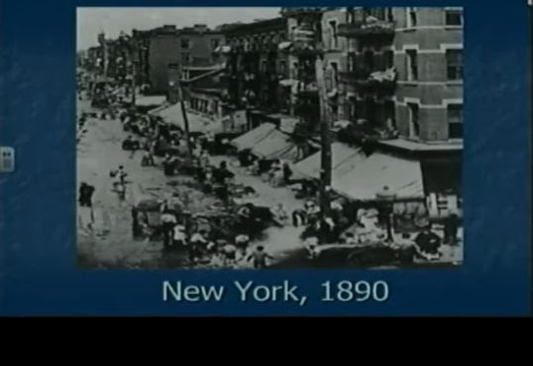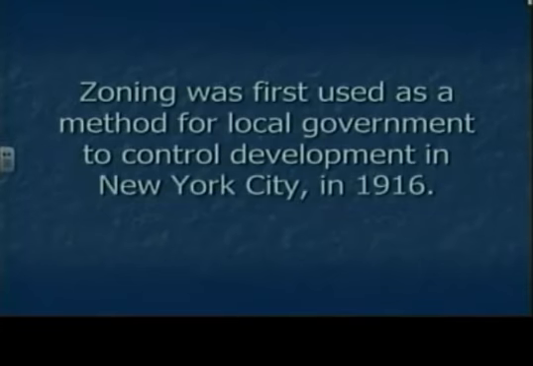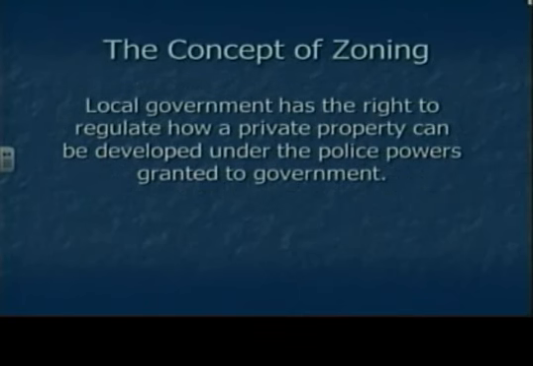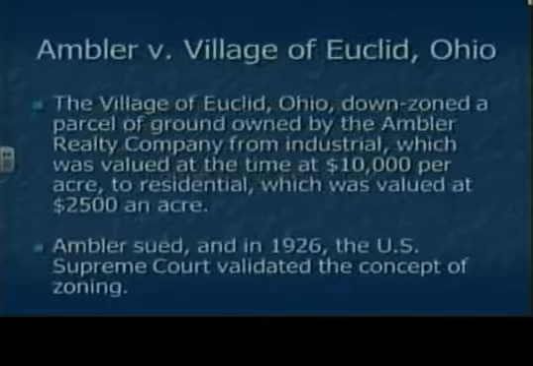It was because of this type of use that we decided to incorporate Euclidean zoning. And so zoning was first used as a method for local government to control development. It took place in New York City in 1916. For those that may not know, the concept of zoning is that local government has the right to regulate how a private property can be developed under the police powers granted to government.